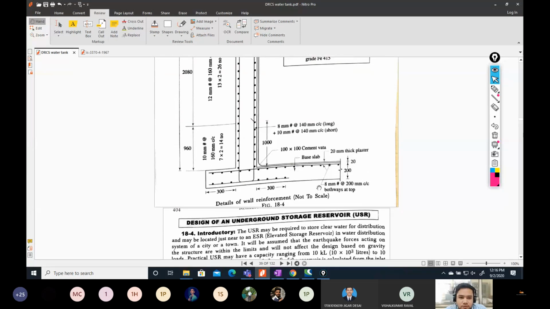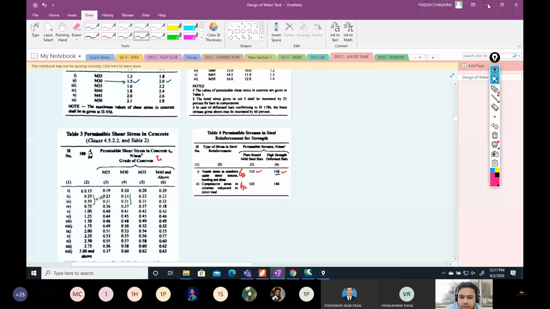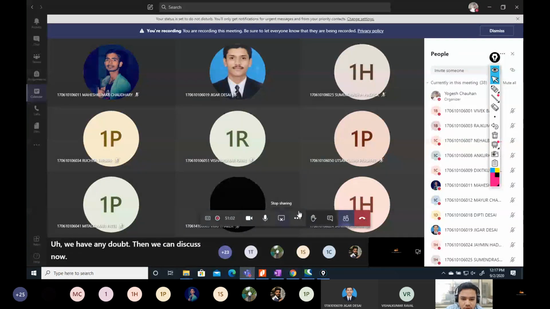Okay, so with this your circular tanks resting on the ground is over. If we have any doubt, then we can discuss now. Any doubt?